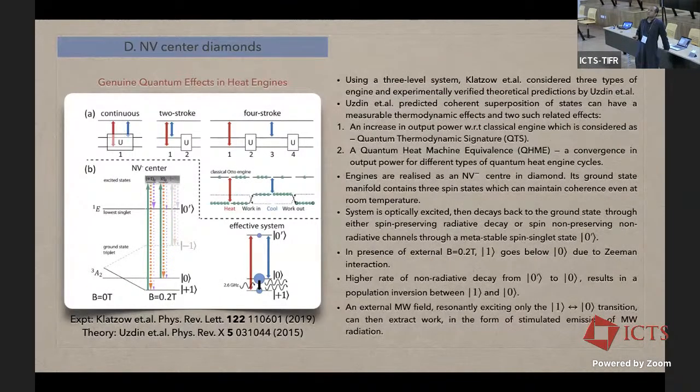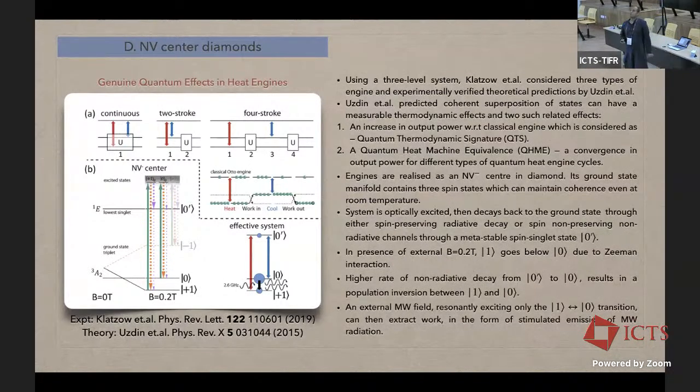Now, what happens since in the presence of the field this state goes below? You can understand that since this state is not populated, this transition can essentially be overlooked. So the entire system can be reduced. You have the 0' state and the lower 2 states, which combine to constitute your 3-level system. Because of the non-radiative transitions, you create a population inversion between 0 and +1. There is a population inversion because of the higher rate of non-radiative decay from the intermediate state 0' to 0. This results in a population inversion between these 2 states.